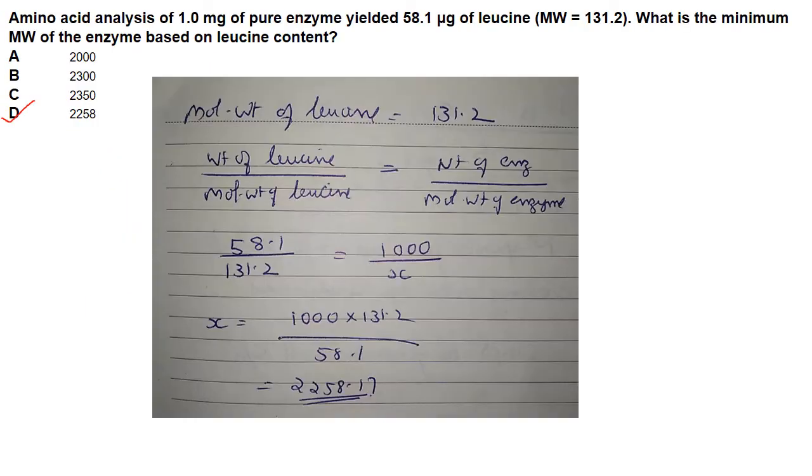Then next one. Amino acid analysis of 1 milligram of pure enzyme yielded 58.1 microgram of leucine. Molecular weight 131.2. What is the minimum molecular weight of the enzyme based on leucine content? So weight of leucine by molecular weight of leucine is equal to weight of enzyme by molecular weight of enzyme. So substitute and calculate for X. You will get 2258. Answer is option D.